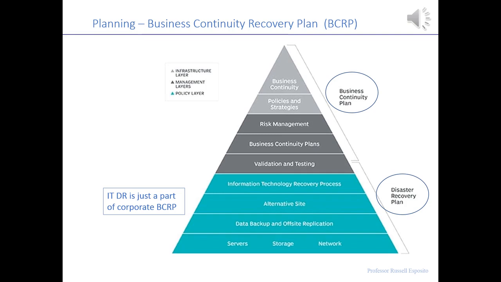So the aqua, greenish blue color at the bottom of the pyramid are all the IT concerns and considerations for a disaster recovery plan. And as you go up the pyramid here, you have different kinds of policies and strategies for keeping the company up and running, even if the system is up and running, but the people can't work in the building, or there are other issues that prevent the business from running.